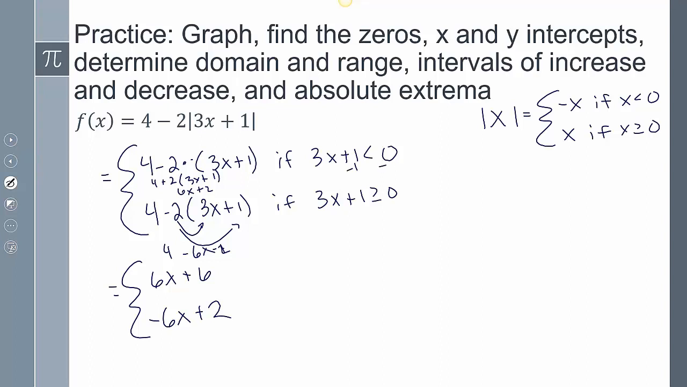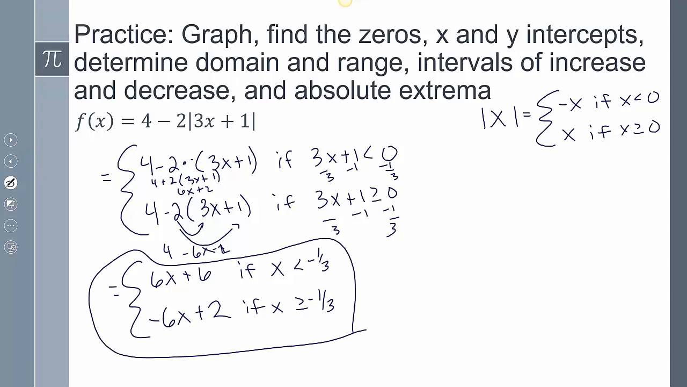And this one here, if I subtract 1 on both sides, divide by 3, I'm going to get if x is less than negative 1/3. And then for this one, minus 1, divide by 3. This will be if x is greater than or equal to negative 1/3. And so then this is the piece that I would use to be able to go through and graph it and do all that different stuff with it.